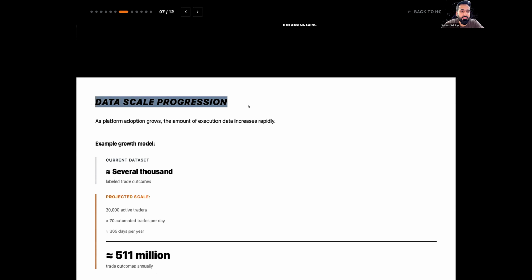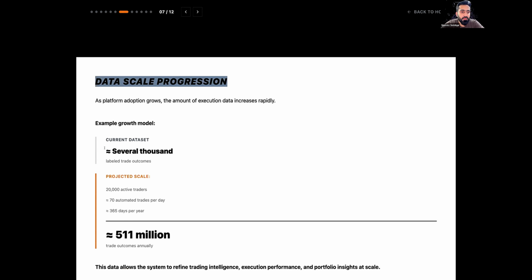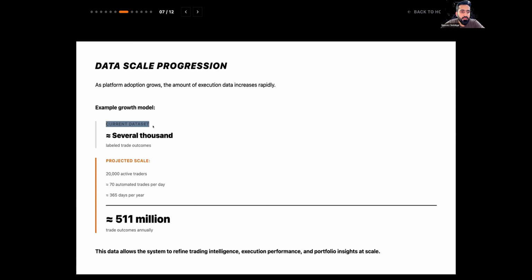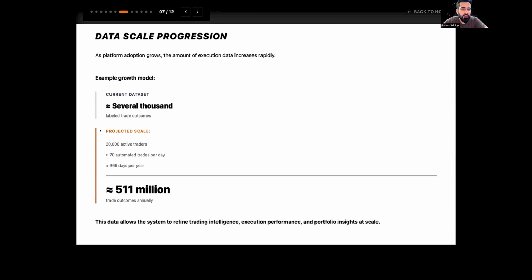Then there is data scale progression of the platform. At the current data set, it has several thousand trade outcomes, and we have projected 20,000 active traders within the next 1 to 2 months. I believe this is going to happen in about a week. I'm expecting 20,000 active traders on the platform. How crazy it is going to be.